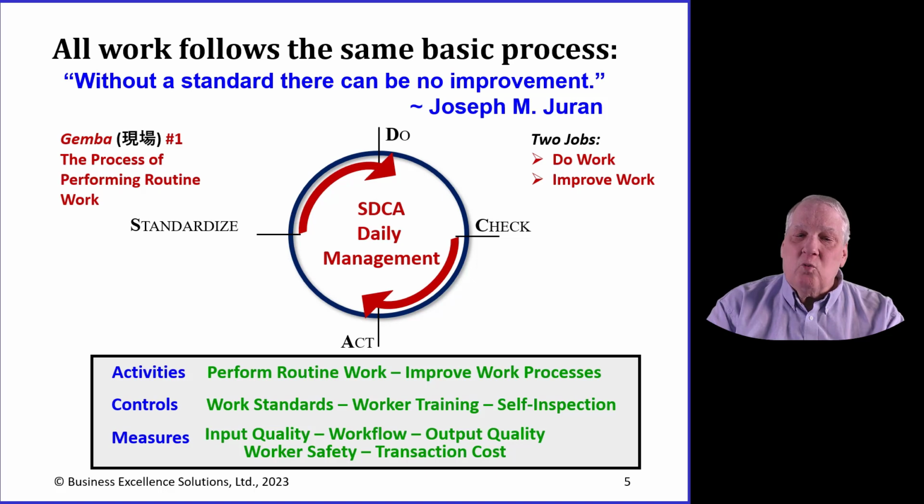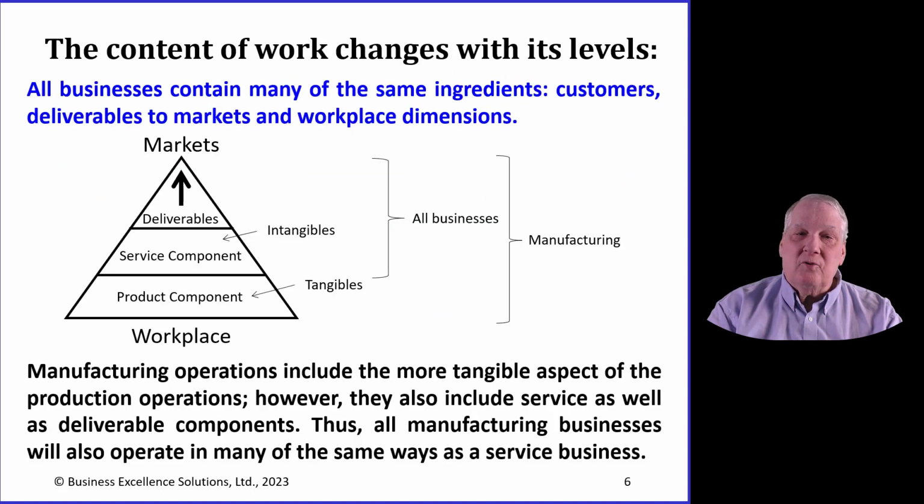So we'll see things like work standards coming out, worker training, self-inspection. And we'll measure the quality of the inputs we get. We'll measure the quality of the flow through the work process. We'll measure the output quality. We'll also be concerned about worker safety, as well as the cost of the transactions that are happening in this process. So this is what we call the SDCA cycle, Standardize-Do-Check-Act, or daily management is another way of referring to it. It's the routine work that we do in our organization.